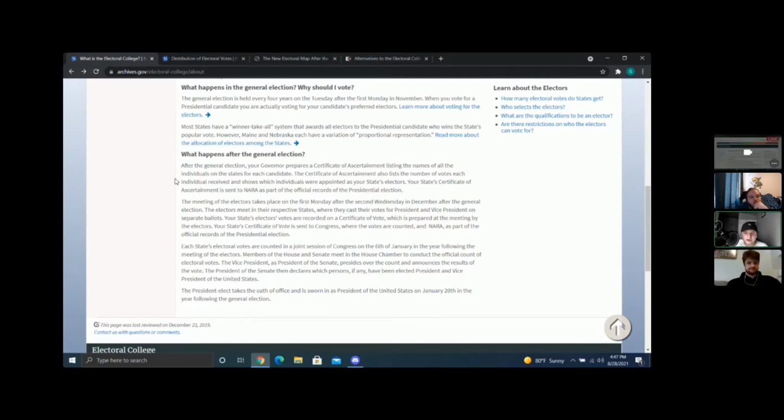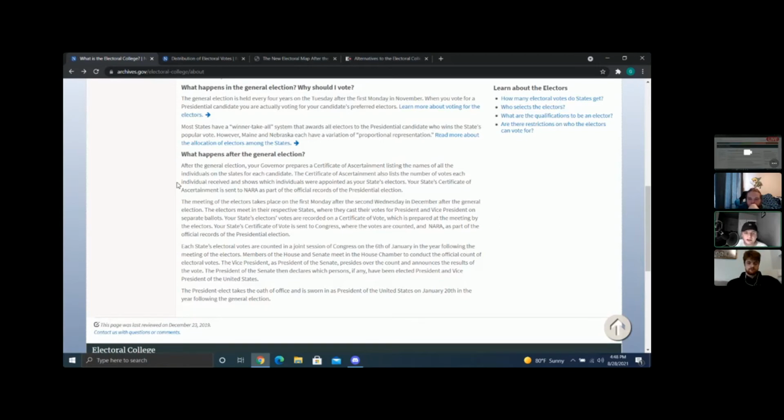Your state certificate of ascertainment is sent to NARA as part of the official records of the presidential election. The meetings of the electors take place on the first Monday after the second Wednesday in December after the general election. The electors meet in their respective states, where they cast their votes for president and vice president on separate ballots. Your state's electors' votes are recorded on a certificate of vote, which is prepared at the meeting by the electors.